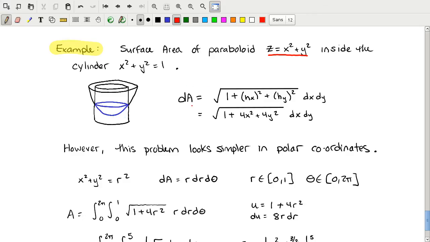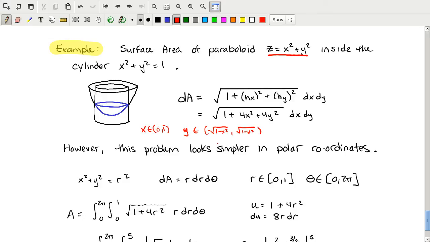And we go ahead and say, okay, I have my formula for dA, the square root of 1 plus h sub x squared plus h sub y squared. In this situation, h sub x is 2x, giving us 4x squared, and h sub y is 2y, giving us 4y squared. And so dA is the square root of 1 plus 4x squared plus 4y squared dx dy. However, this problem is going to be tricky in Cartesian coordinates, because I have a unit circle, and I'm going to have to calculate y as a function of x. We would have x going from 0 to 1, and then y would have to go from negative square root of 1 minus x squared to the positive square root of 1 minus x squared, and that would be kind of a mess.